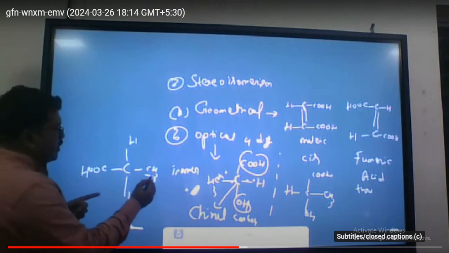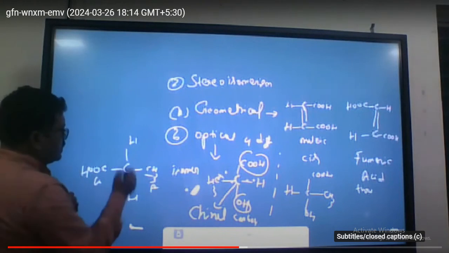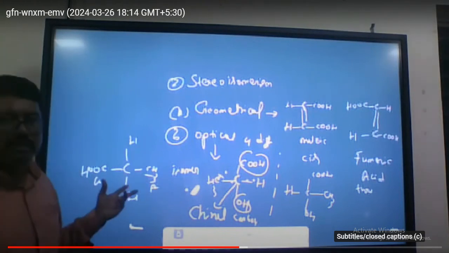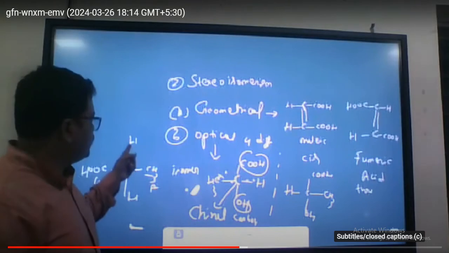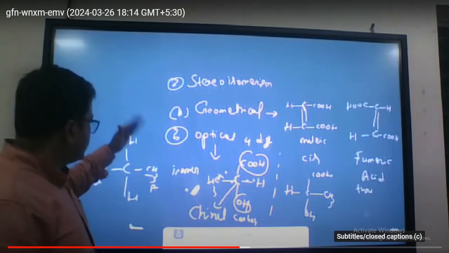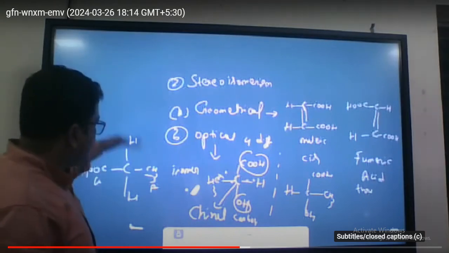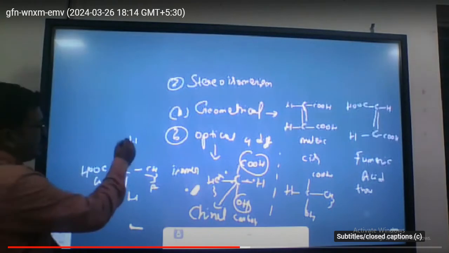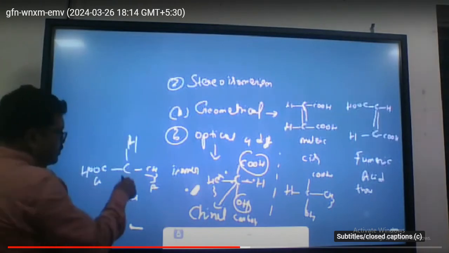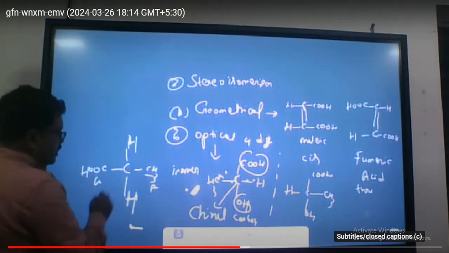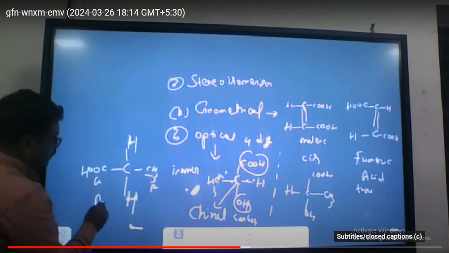Here, you observe this is alkyl, this is acid, but these are two hydrogens, symmetrical. There is symmetry here. If you divide it into equal halves, there is symmetry, meaning the same atoms, hydrogen, are the same, so it is not chiral.